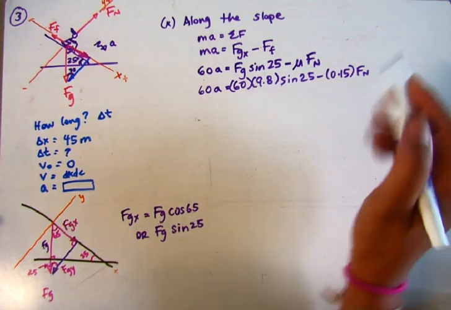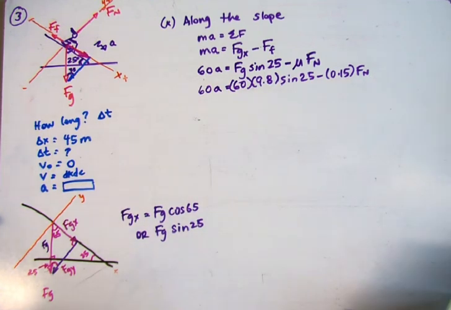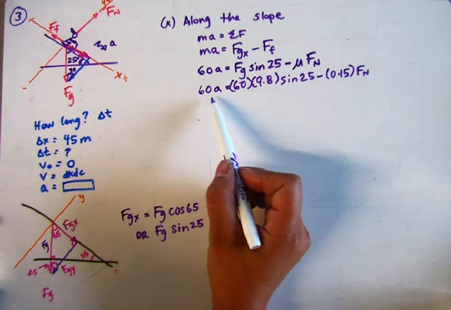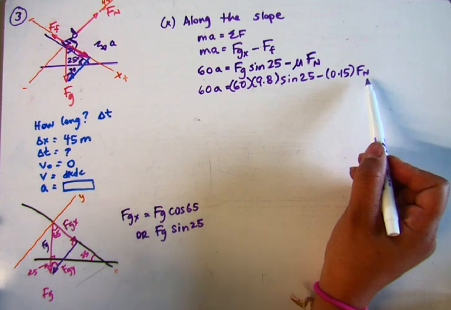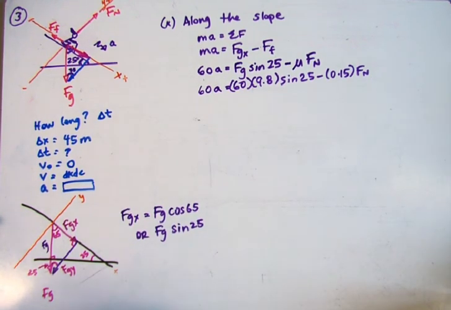Okay, so now I'm stuck. Fn, I don't know what Fn is. So I can't actually solve this because my unknown is A. I need to know Fn in order to solve this. So we don't have to worry too much.